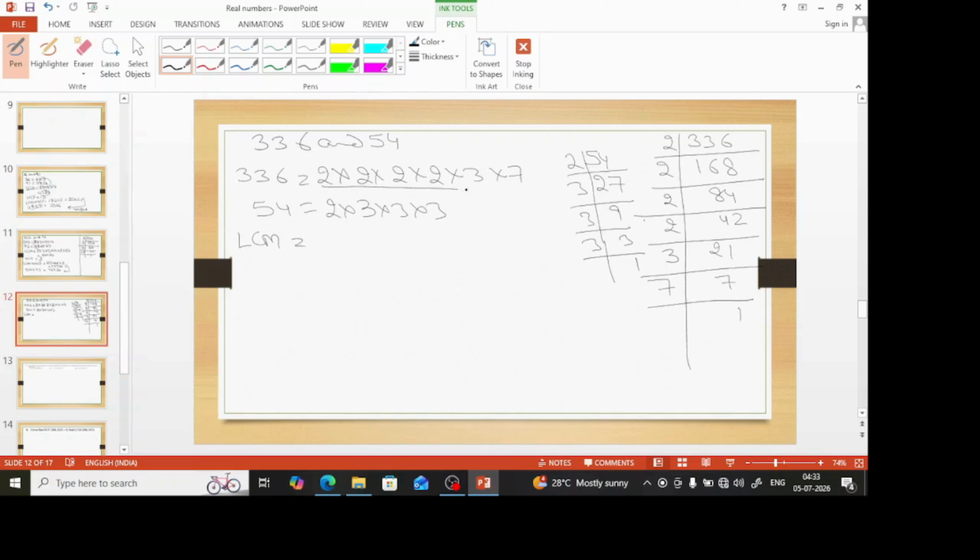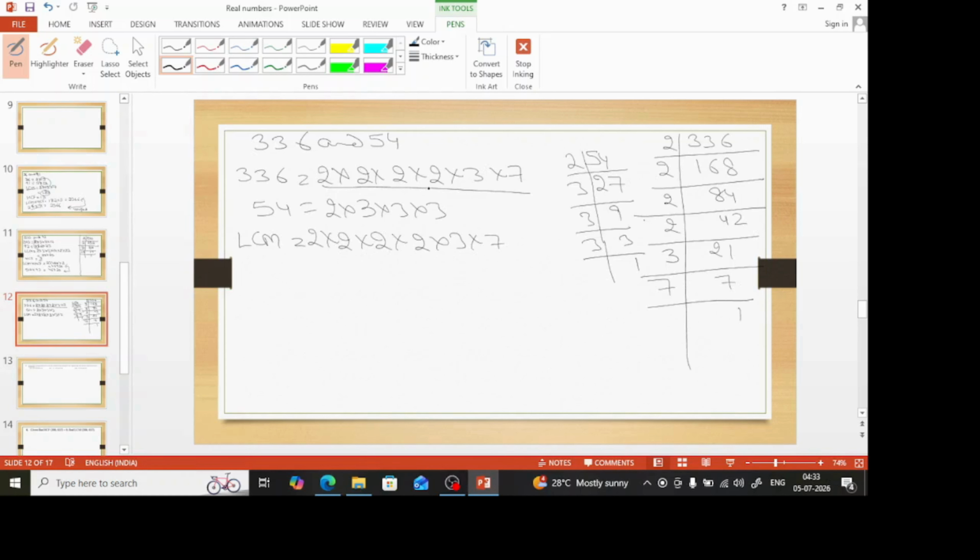We will write the first factors as it is. 2 into 2 into 2 into 2 into 3 into 7. Students, I just want to clear one thing. There are different ways to calculate LCM and HCF. But the way I am telling you is different. It may be a different way, but I think it is very convenient and very easy to understand. We will not get confused.